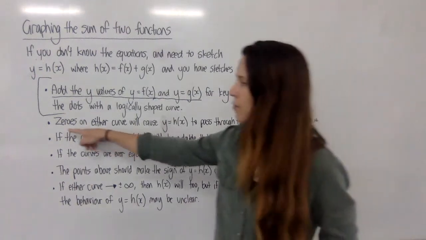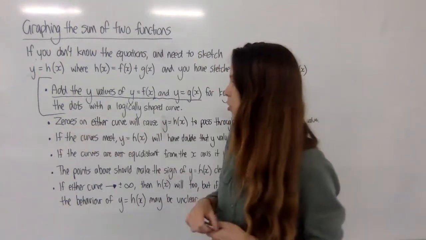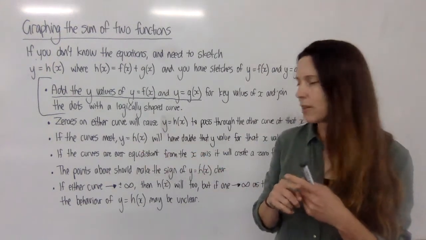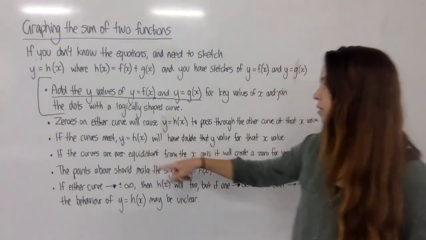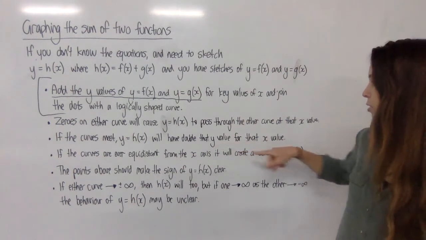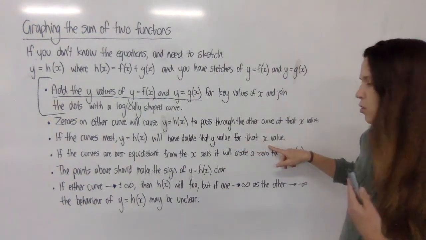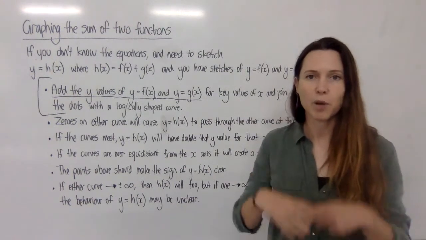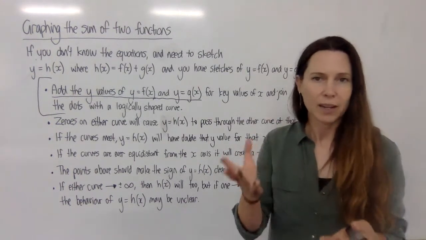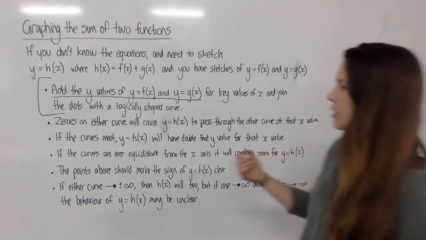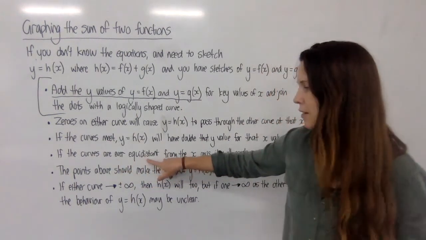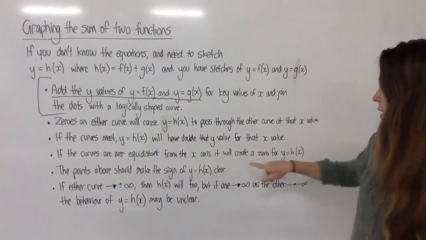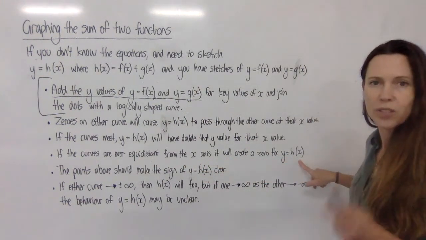So looking out for zeros on either curve gives us a bit of a shortcut. If the curves meet, like actually meet each other, then it makes sense that the new curve will have double that y value for that x value. This will make sense in a moment when we do it. But basically, if we're adding two y values together and they're both the same, you could just get one and double it. Now, if the curves are ever equidistant, in other words, the same distance away from the x-axis, it'll create a 0 for our new summed curve.